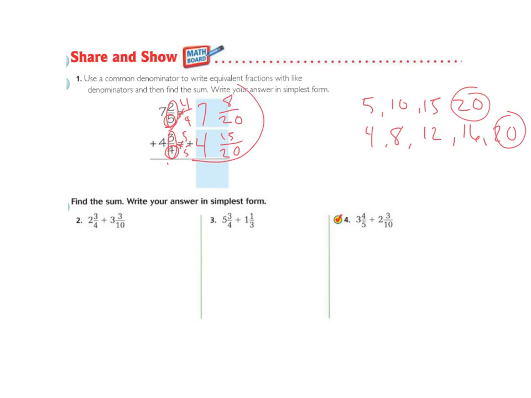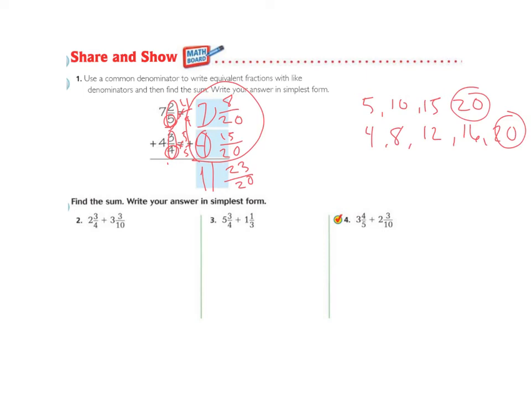So now here's my problem in equivalent form so that I can actually solve it. As I'm looking at 8 and 15, I'm adding them. So I have 23 on my top, and then again 20 is going to stay on the bottom. And then I have 7 plus 4, right? 7 plus 4, which is 11.